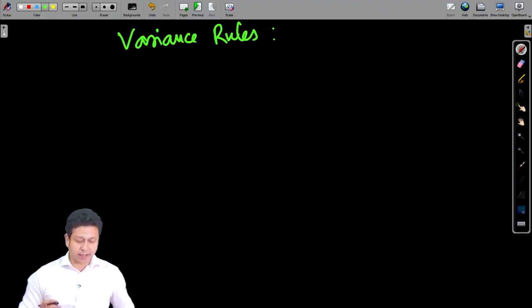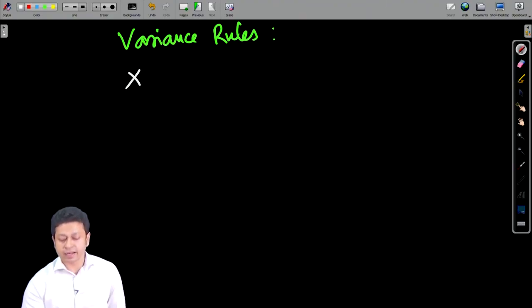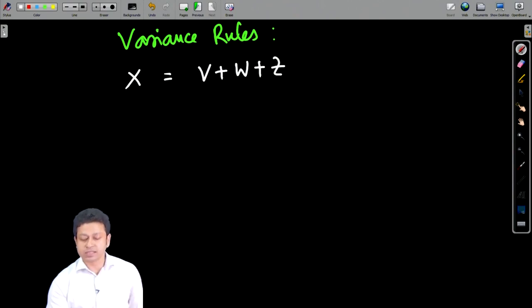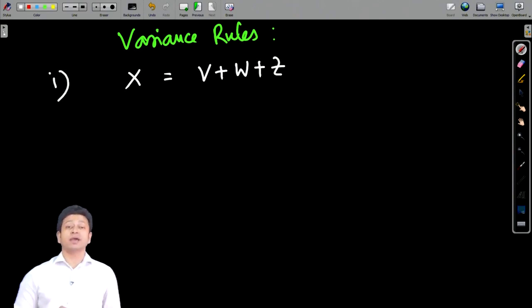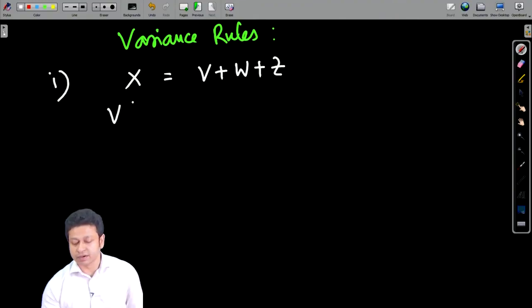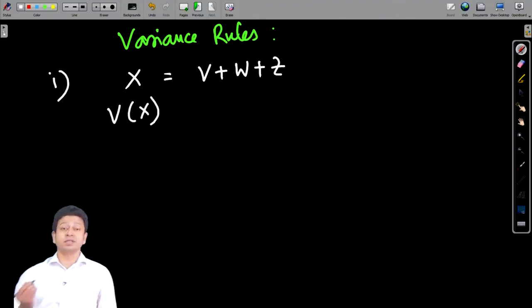So, here we will be using the results that we have got previously. Let us say I have a variable, just like the previous case, let us say x, and x could be represented as, say, v plus w plus z. So this is rule number 1. Now, I want to take a variance of x, V of x. So, what is going to be the resulting variance?